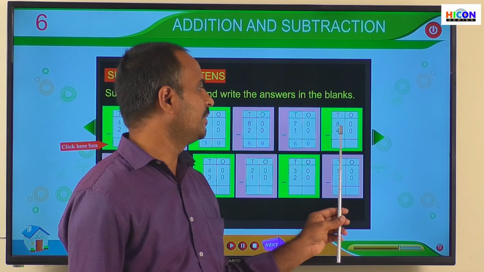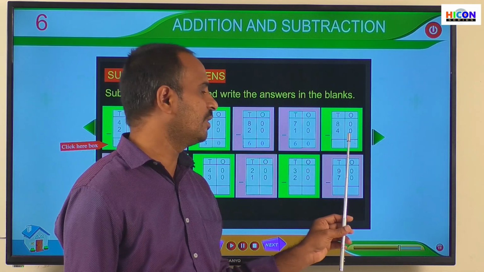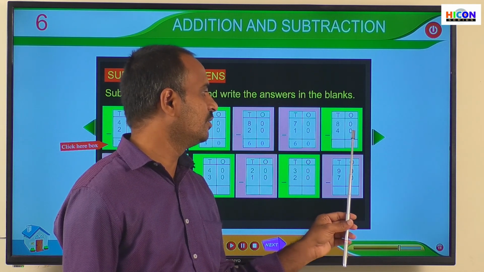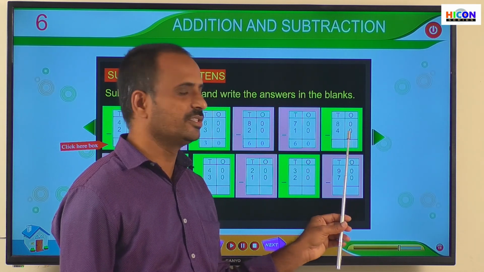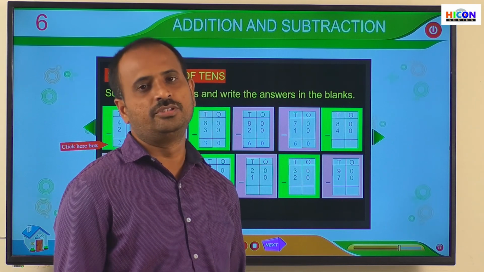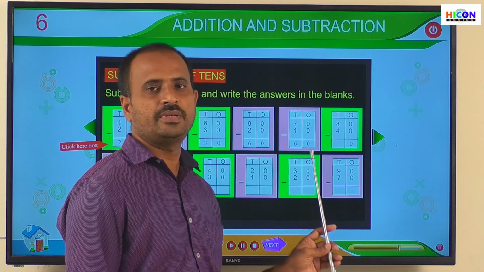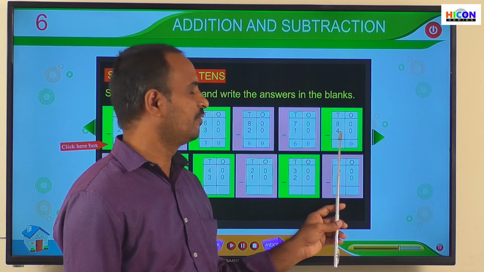So what is the first number? 80. And what is the second number? 40. So again, the same process. So first to subtract 0 from 0. That is 0 minus 0. Again we will get 0. So write 0 under ones place. Now go to tens place. So what are there? 8 and 4 are there.